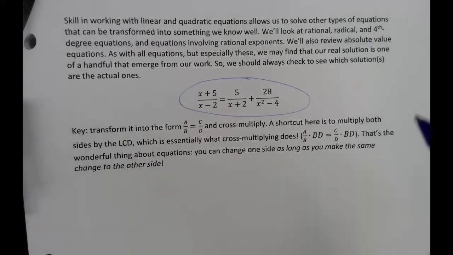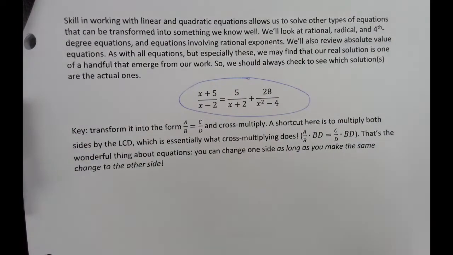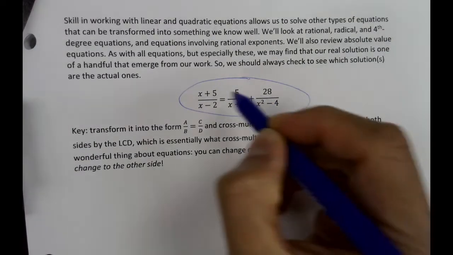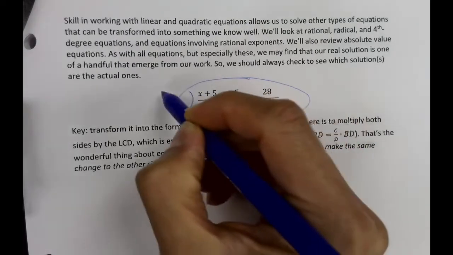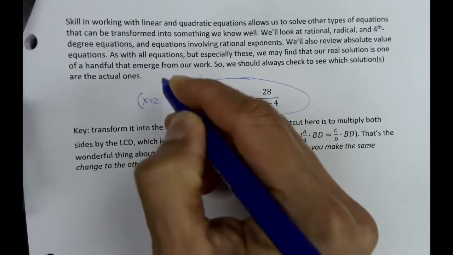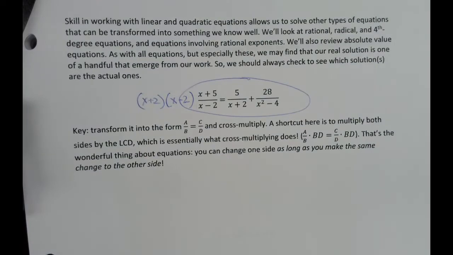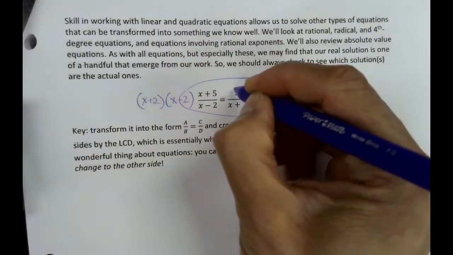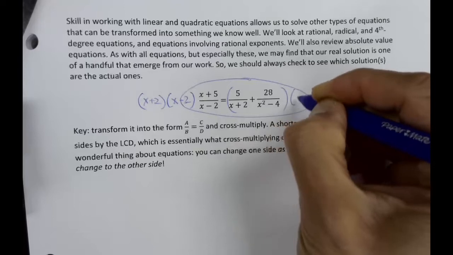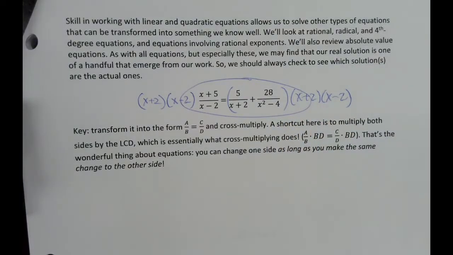Good. Hopefully you notice that this is an equation, which means I can multiply both sides by whatever I like, which in this case, I'm going to multiply both sides by x plus 2 and x minus 2, because that is my least common denominator, and that will get rid of all of these fractions.